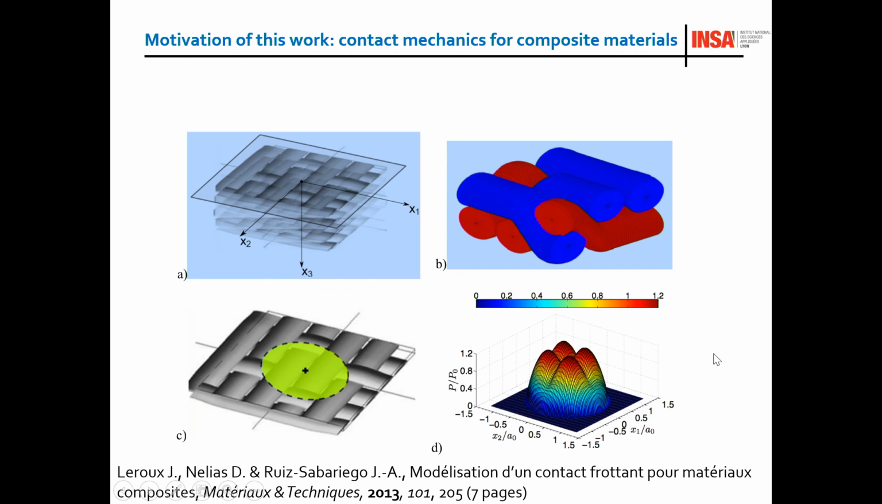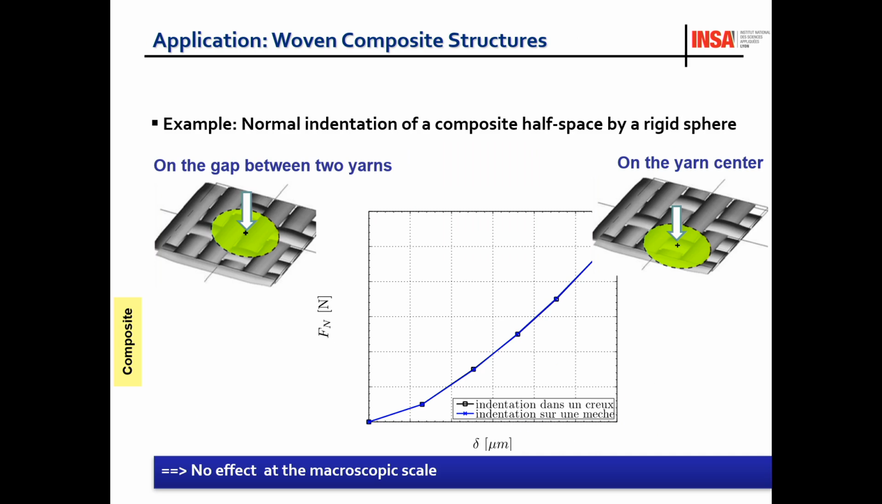Here, typically, this is an indentation of a composite material, and this is the contact area, and this is the contact pressure distribution. You can see that this is no longer the Hertzian solution. Okay. And this was the motivation of the work. We started to work on this problem 15 years ago.